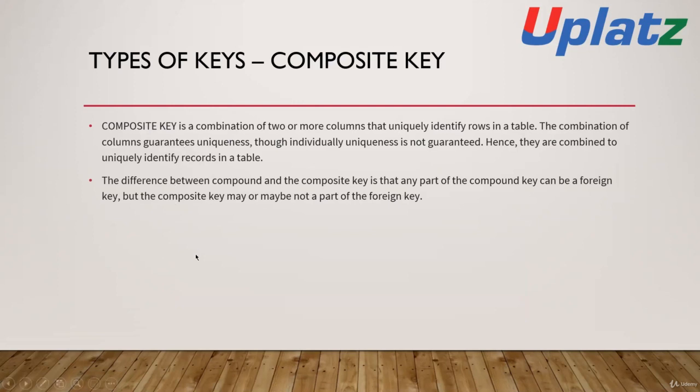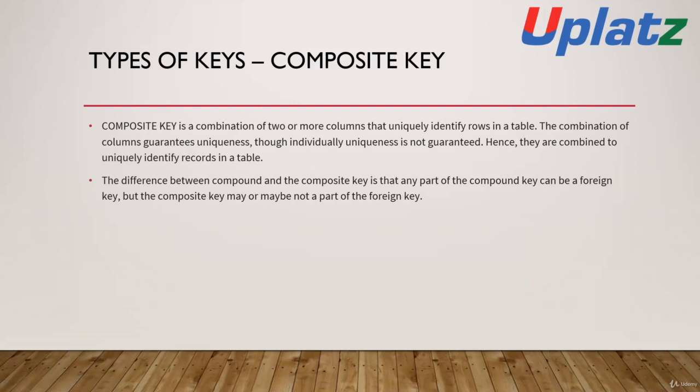Next we have the composite key. A composite key is the combination of 2 or more columns that uniquely identify rows in a table. The combination of columns guarantees uniqueness, though individually uniqueness is not guaranteed. Hence, they are combined to uniquely identify records in a table.